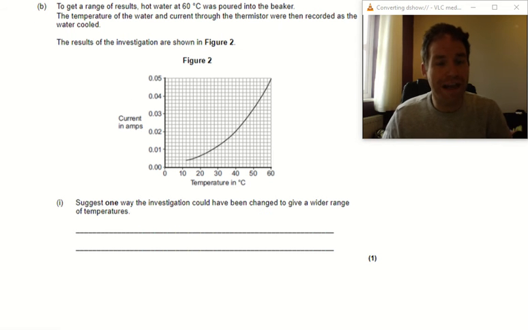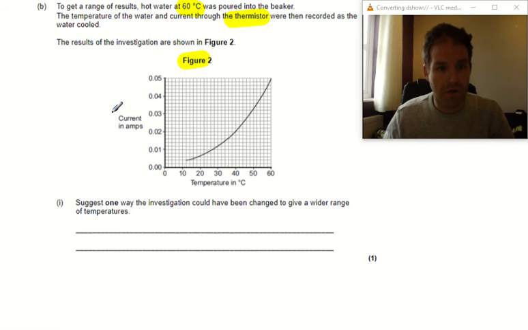To get the range of results, hot water at 60 degrees centigrade, that's important there, was poured into a beaker. The temperature of the water and the current through the thermistor were then recorded as the water cooled. The results of the investigation are shown in figure 2, and here is figure 2. So this graph is figure 2.